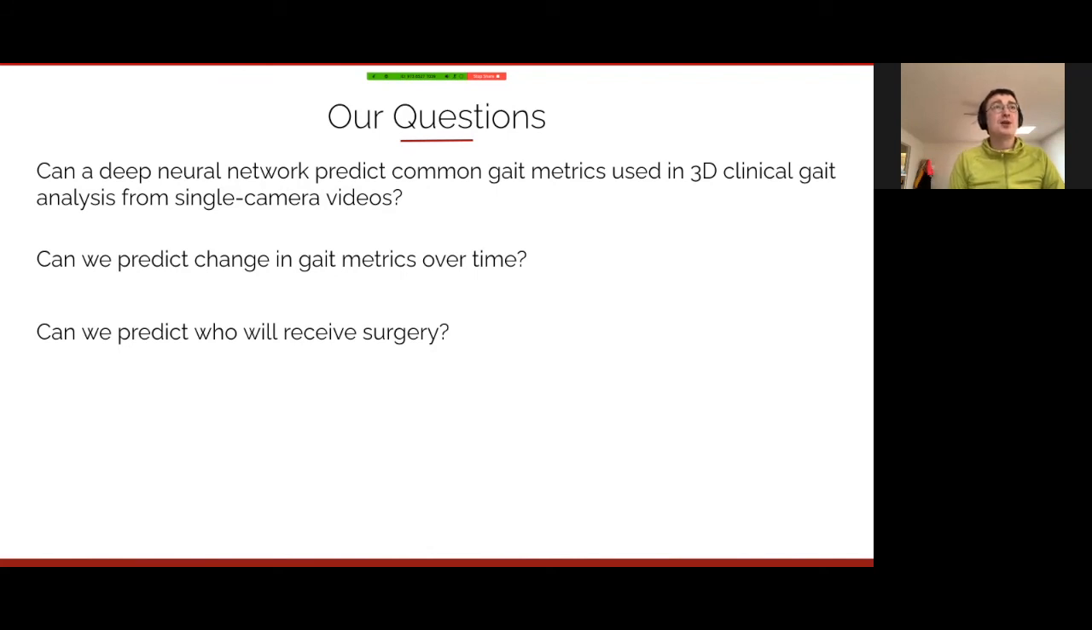The other question was whether we can predict a change in time. So if we have a system that can get some metrics, can we actually reliably use it for tracking a patient after surgery without having them visit the clinic? And finally, we want to check whether we can predict who will receive a surgery. That's useful for screening, for example, where the ideal scenario is that a mom or a dad takes a video of a child and presses a button and sees whether they should go to a hospital or they should try something first at home or something like this.